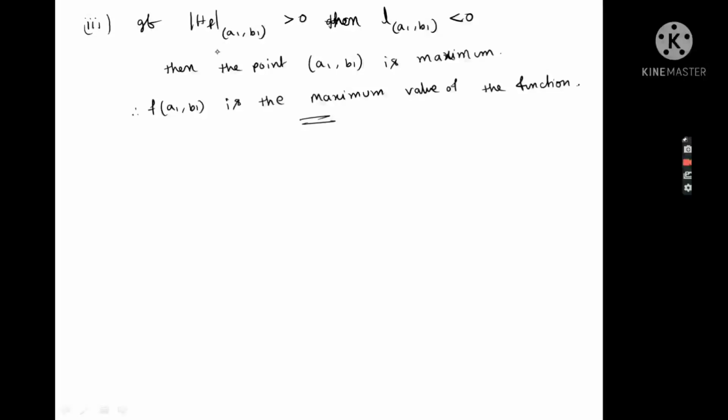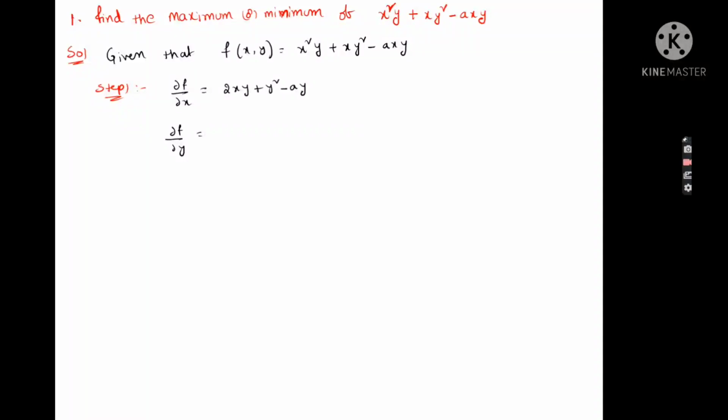Now next, case 3. Suppose this determinant is greater than 0 and when you find the L value at the point A1 comma B1, if that L value is negative, then the point is a maximum. If the L value is positive, then the point is a minimum. If the L value is negative, then it has a maximum. Immediately substitute that point in the function, and that is the maximum value of the function. This is the procedure to find the maximum and minimum value.